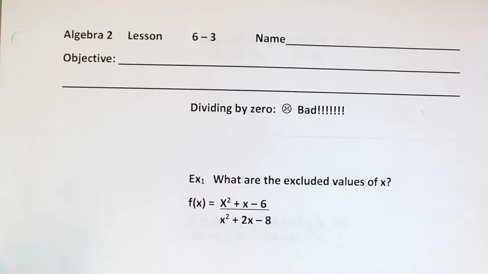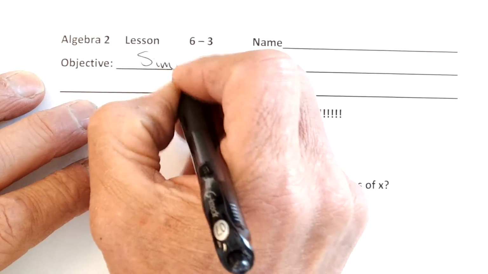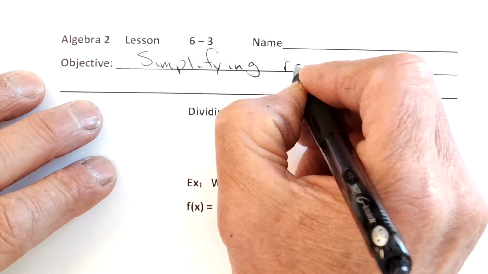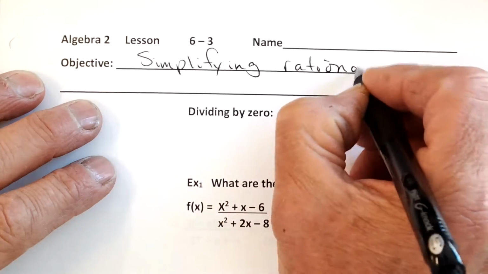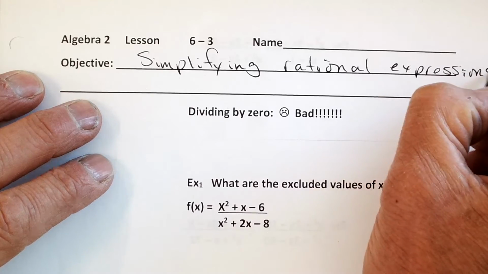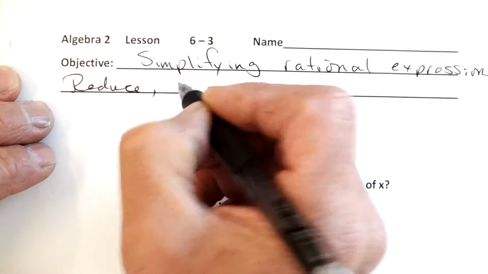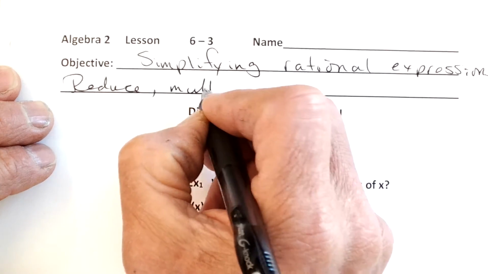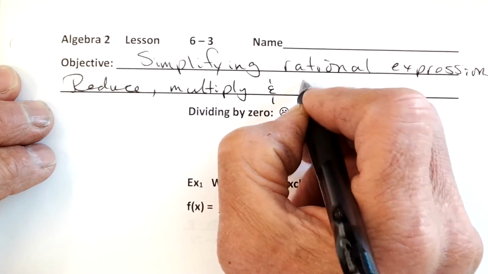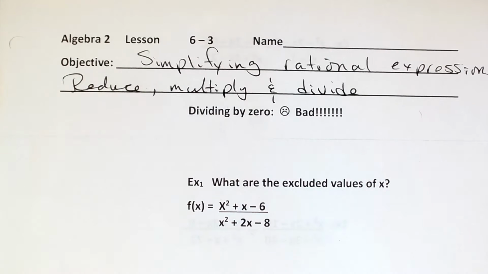Okay, so today's objective is we are going to be simplifying rational expressions. We're going to reduce, multiply, and divide. Okay, write that down.